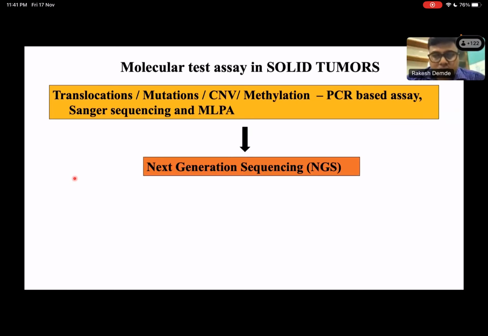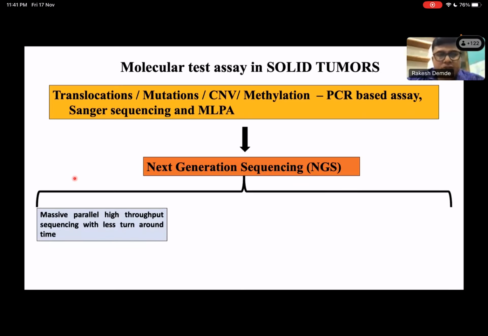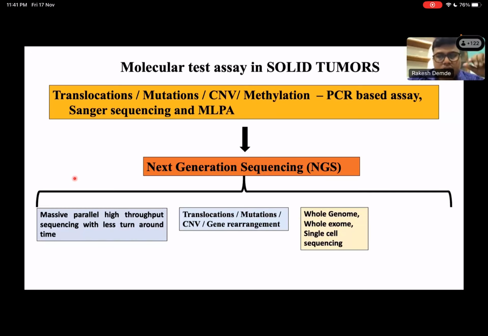Then we have next generation sequencing, which encompasses all of these: translocation, mutation, CNV, methylation. It provides the advantage of massively parallel high throughput sequencing. You can get all types of alterations. You can go for entire genome sequencing, exome sequencing, and you can also do single cell sequencing where you just focus on a single cancer cell and see whatever the alterations are.